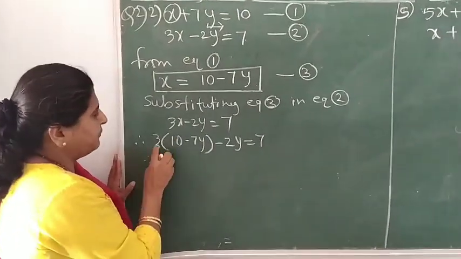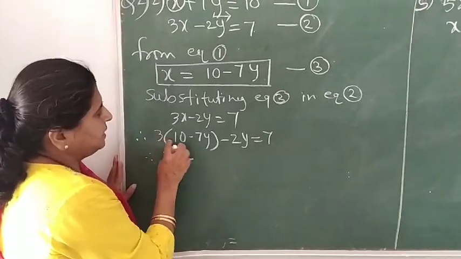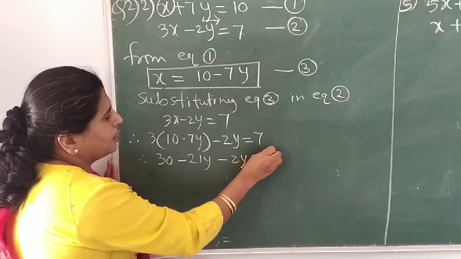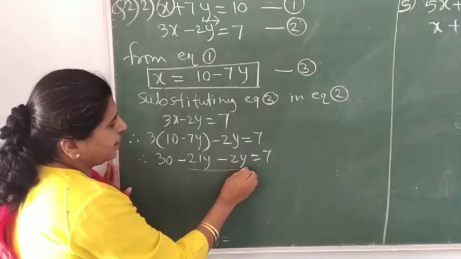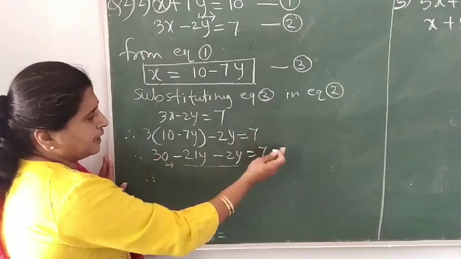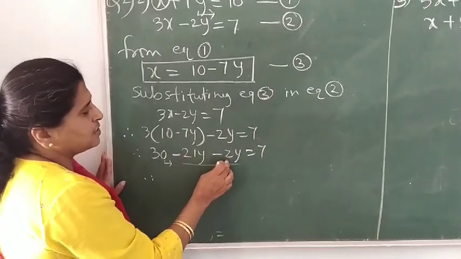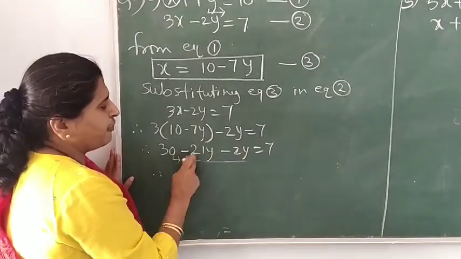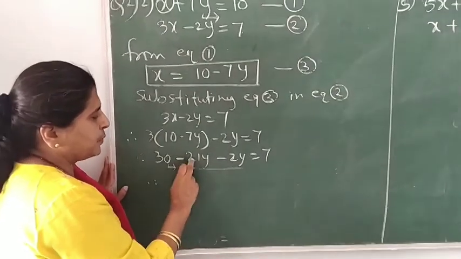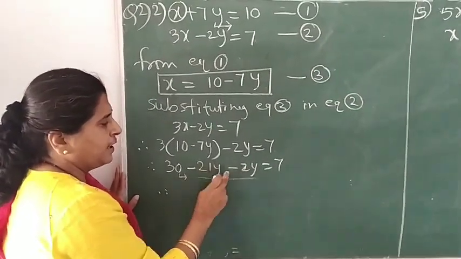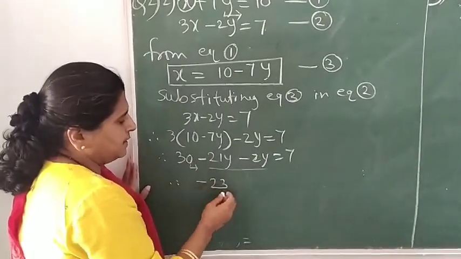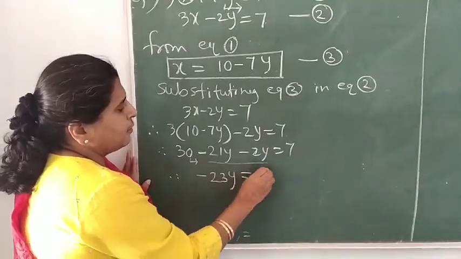Okay. So let's simplify. 3 tens are 30. Minus 7 3s are 21y. Minus 2y is equal to 7. Now collect the like terms, y, together. Let the number go on the other side. So 30 we will take on the other side. This minus 21y minus 2y. Signs are the same. When the signs are the same, you have to add the numbers. 21 and 2 should be added. 21 plus 2 will be 23. Sign of both is minus, so minus 23y is equal to 7.